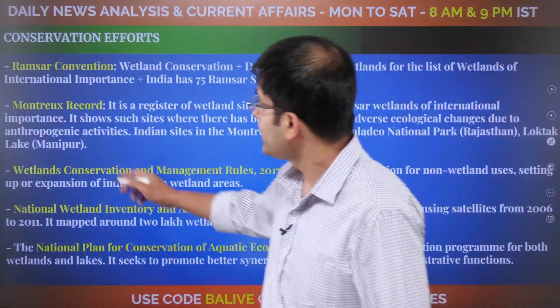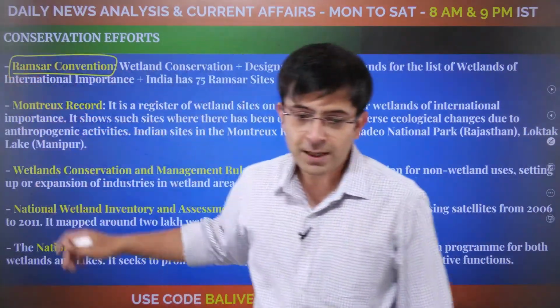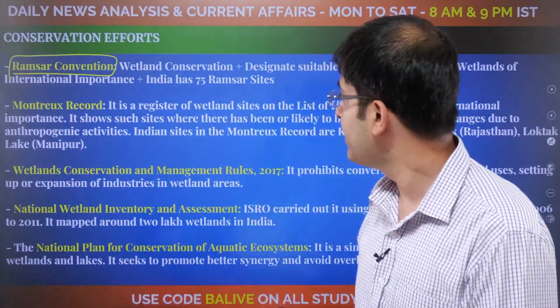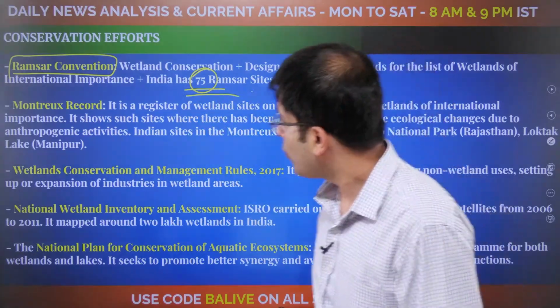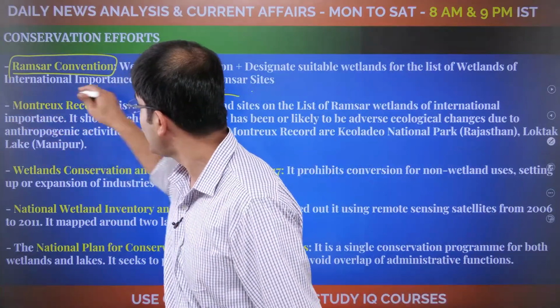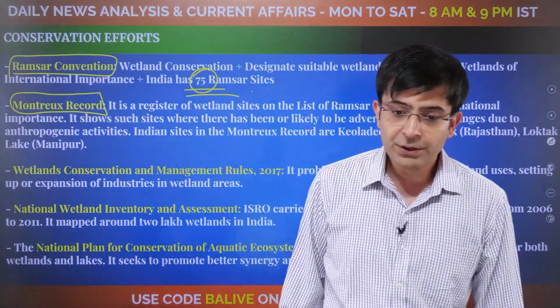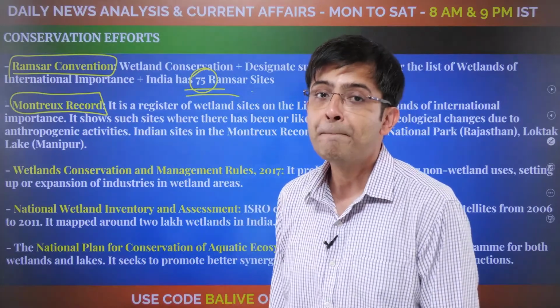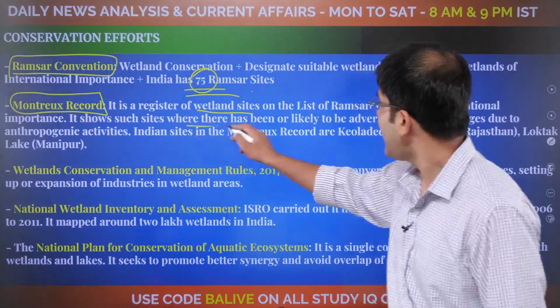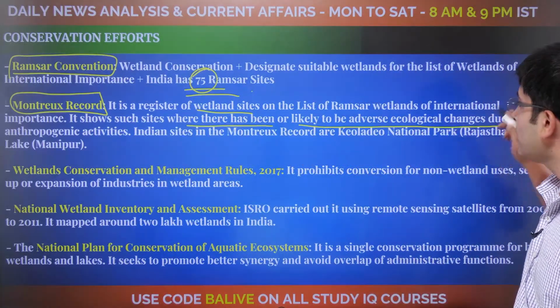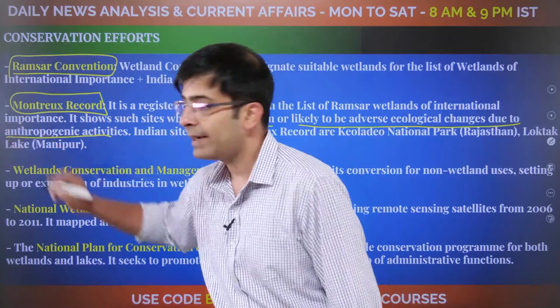So the conservation efforts, this again, everyone is aware of the Ramsar Convention 1975, wetlands of importance. India has 75 of them. Okay. Now the Montreal Record is a part of the Ramsar Convention, and what happens is, whenever a particular wetland or water body is threatened, that it has suffered some sort of change, then it is put on the Montreal Record, a register of wetland sites where there has been or likely to be adverse ecological changes due to human-made activities.